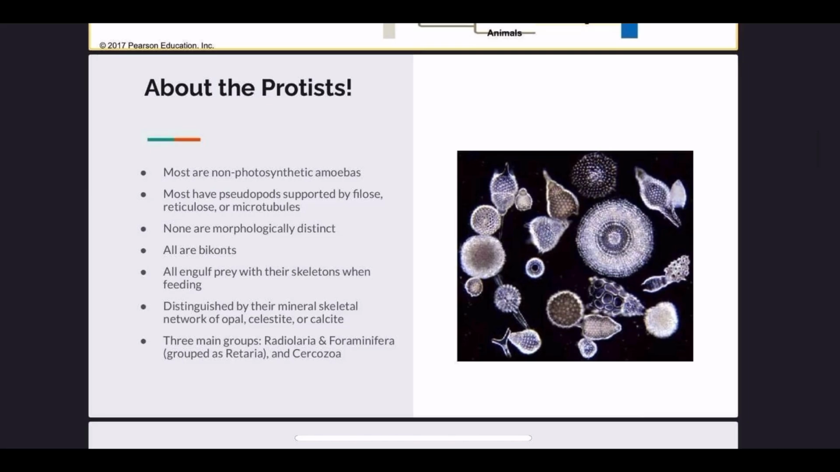And as I said before, the three main groups are Radiolaria and Foraminifera. However, those two can be grouped together as Retaria. And then there's also the Cercozoa.